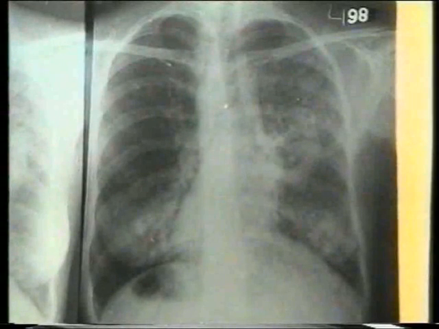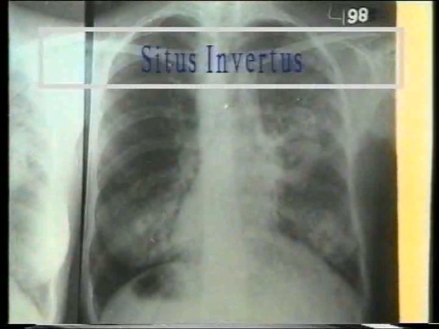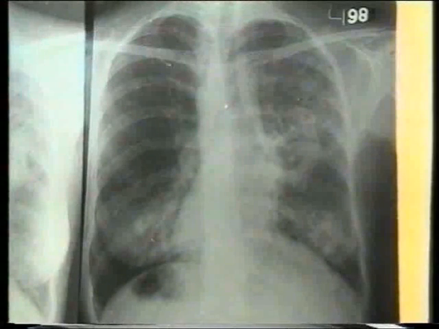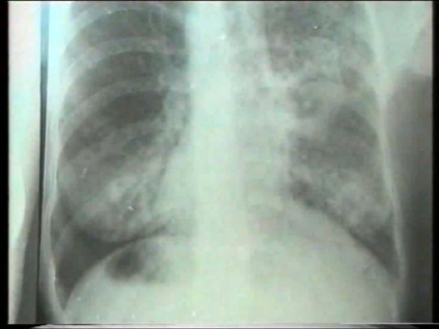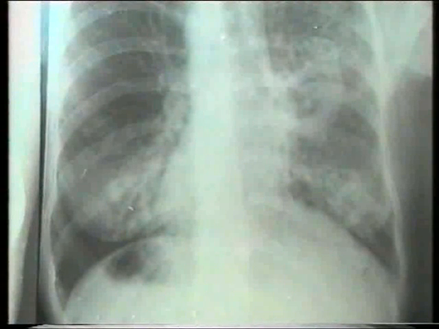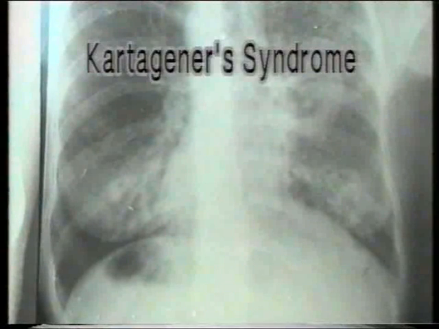This is another case of situs inversus. Note the dextrocardia with the apex of the heart on the right side, aortic knuckle on the right, the stomach bubble on the right with liver shadow on the left. Now observe the lower lung fields. Note the patchy opacities and tiny cystic areas in the medial portion of the lower lobes suggesting bronchiectasis. Clinically, the patient had copious expectoration. This is Kartagener syndrome, dextrocardia with situs inversus with bronchiectasis.